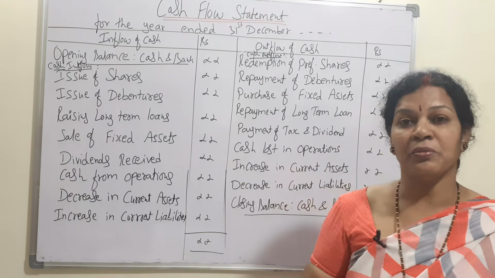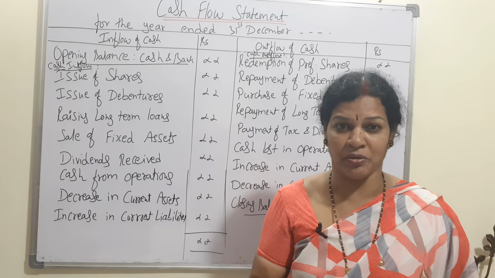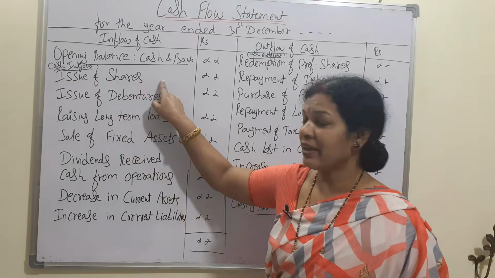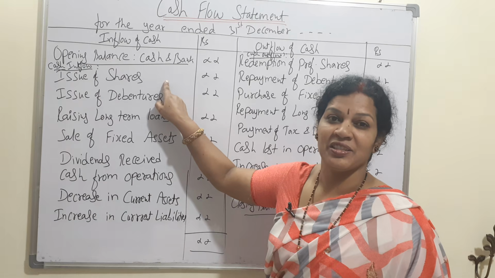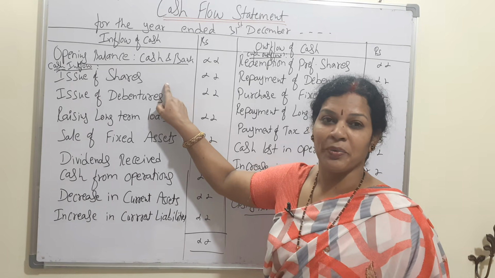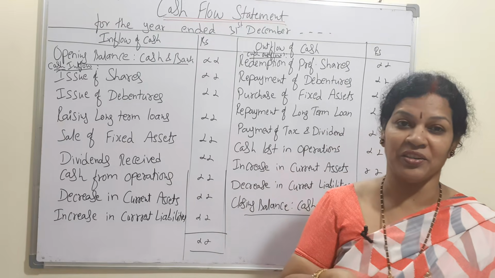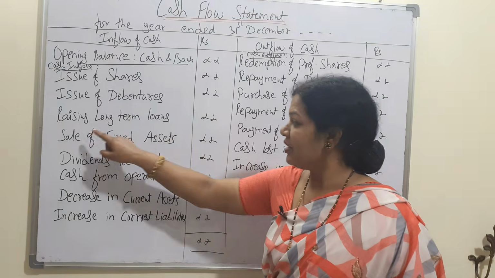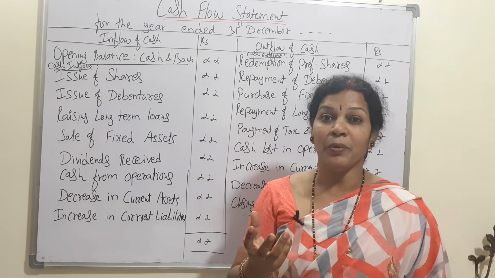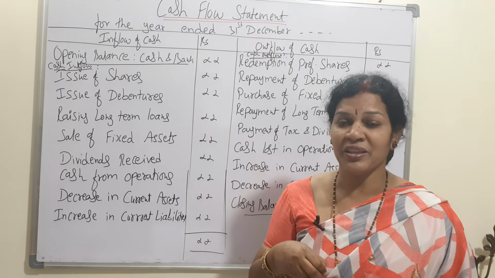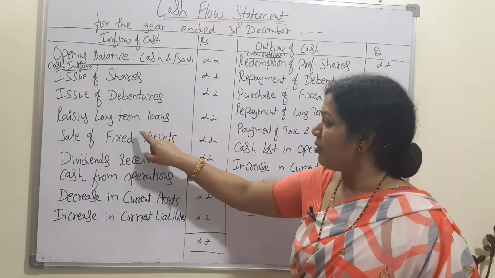Now what are the cash inflows? Issue of shares. Whenever you are getting cash inside, it's cash inflow. Whenever we are issuing shares, we are getting cash inside of the organization. So it's cash inflow. Issue of debentures. If you are issuing debentures also, we are getting the cash. Next, raising of long-term loan. Whenever we are taking a long-term loan, we are getting cash inside of the organization. So that is inflow.